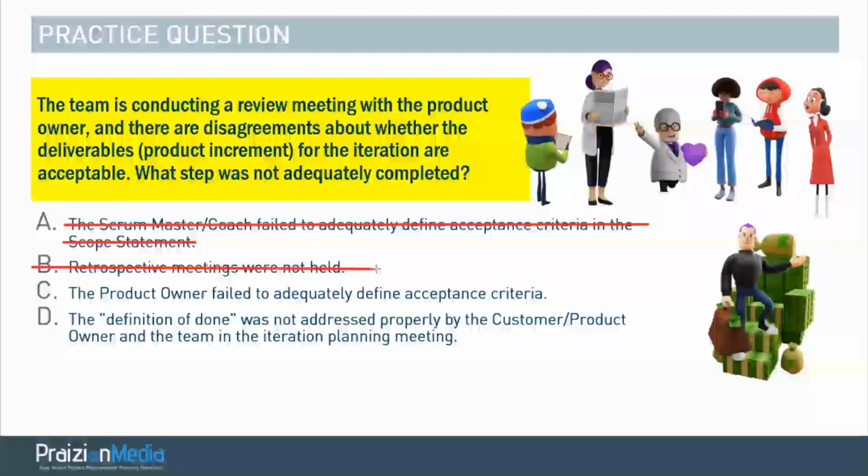Taking a look at option B that says retrospectives were not held, we know that acceptance criteria, even if we made a mistake in reading the question, retrospective meetings are not where acceptance criteria is collected anyway or written. So it was pointing to C or D, and that should have narrowed down your focus to really ask the question, which of these is true? Which of these is most likely going to be the reason?